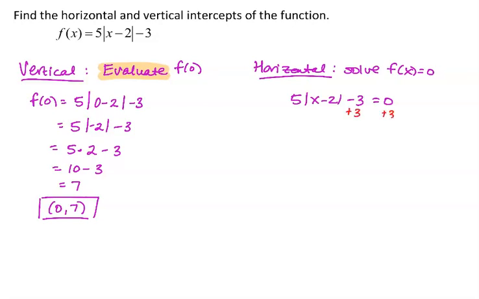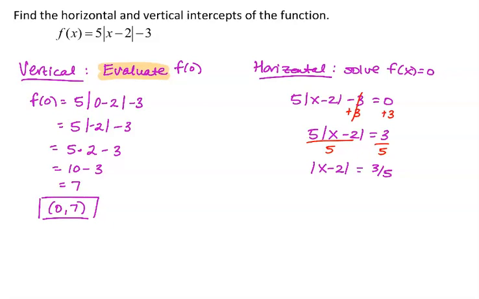So we'll start by adding 3 on both sides. So we have 5 times the absolute value of x minus 2 equals 3. Then we still need to continue to isolate our absolute value, dividing both sides by 5. So we have the absolute value of x minus 2 is equal to the fraction 3/5.